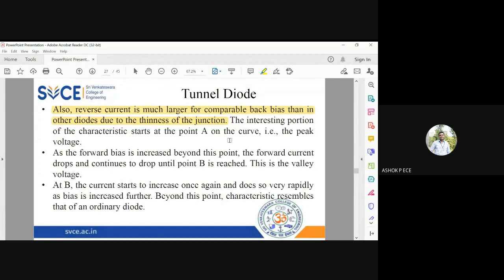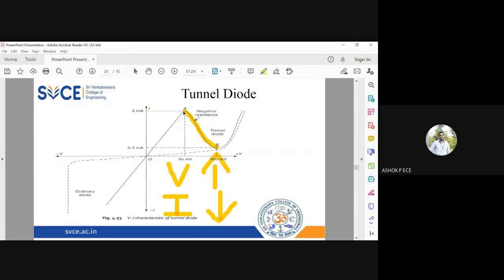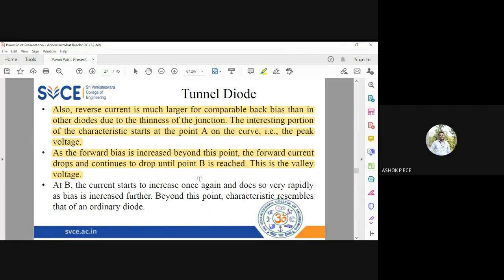The intersecting portion starts at a point on the curve peak. When you increase the forward bias voltage beyond point A, the current will drop, it will reduce till a minimum is reached. That point is called B. This is called the valley voltage. So the peak point is called the peak voltage and the minimum point is called the valley voltage. Peak voltage is 50 millivolts and the valley voltage is 300 millivolts. The peak current is 2 milliamperes, the valley current is 0.2 milliamperes. The point where it attains maximum is called peak, the point where it attains minimum is called valley. These terminologies you have to remember for the tunnel diode.